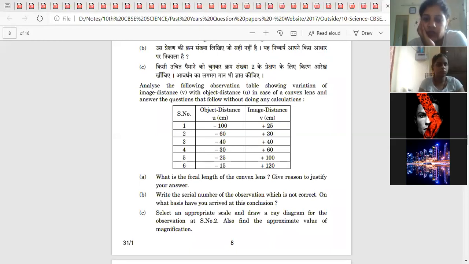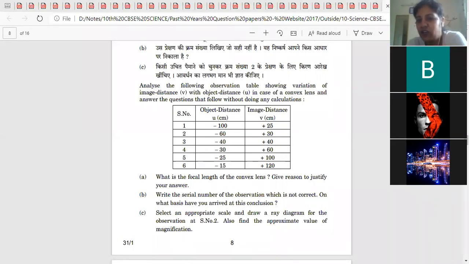Okay. So this is one of the different questions, and from that diagram you have to show magnification. You have to take any object distance as 2 centimeter, and find out the image distance, whatever you will get from your diagram. So for a proper diagram, you have to use the reduced scale and draw the diagram. Okay, is it clear?